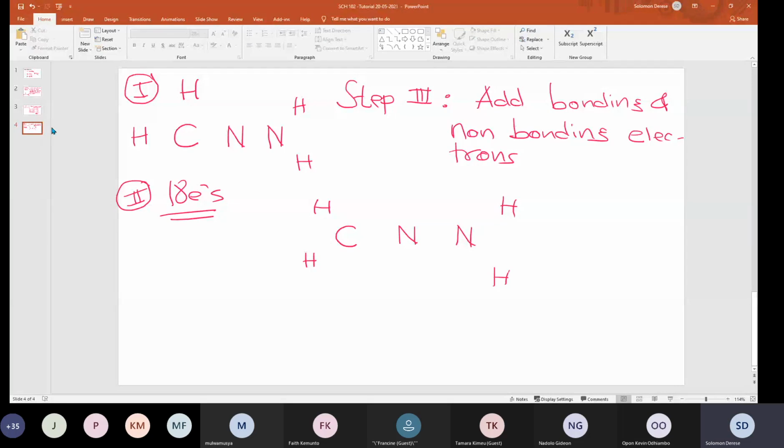So what we do first is add bonding electrons, because there is a chemical bond between this carbon and hydrogen, between this carbon and nitrogen, etc. So we must form a chemical bond between these atoms using a single bond. So you form a bond between the carbon and hydrogen, this carbon and hydrogen, this carbon and nitrogen, this nitrogen and this nitrogen, this nitrogen and hydrogen, this nitrogen and hydrogen. This is the first thing we do.